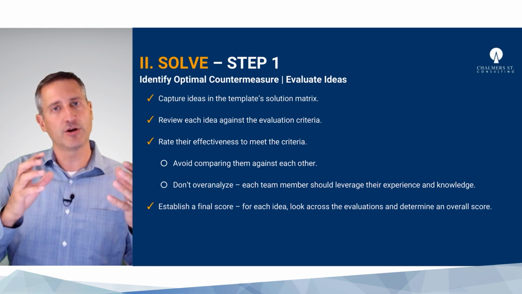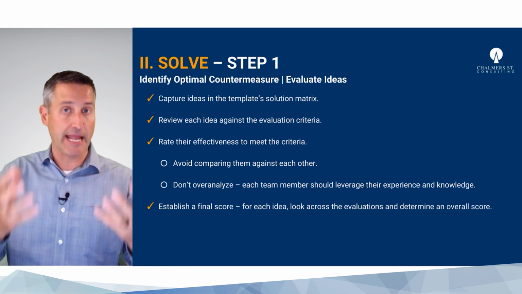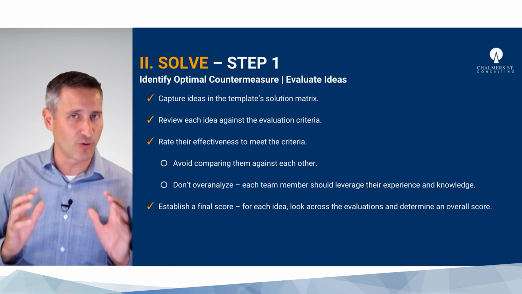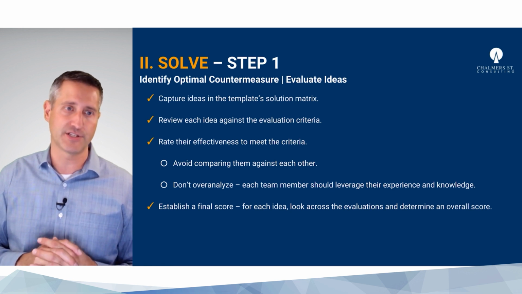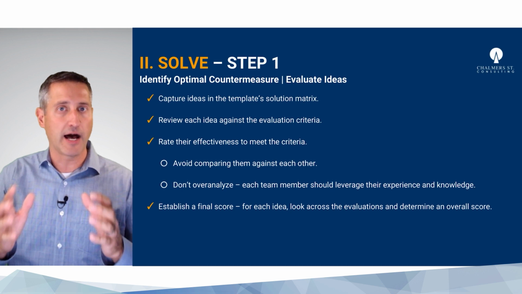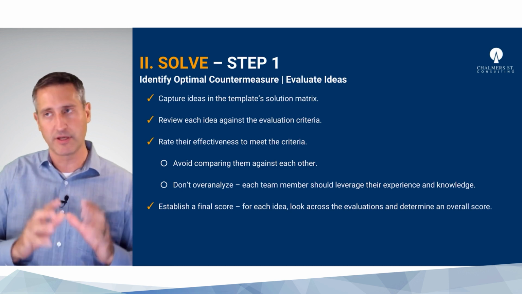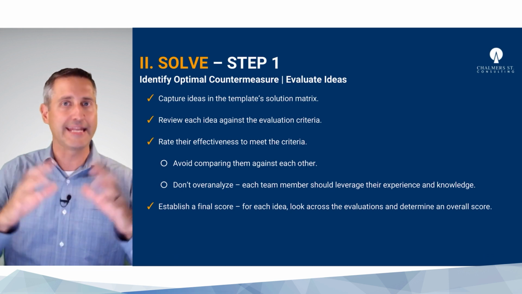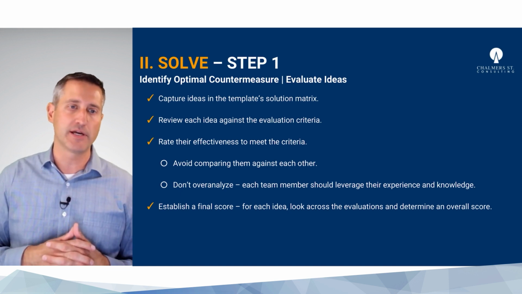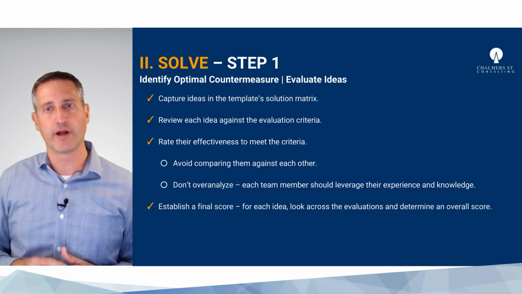In a good white belt project and an A3 report, these should be things that we do in 30 or 60 days and don't require quite that amount of analysis. So we don't want to overanalyze. We just want to use our knowledge as a team, which is probably 80 to 90% of what we need to establish what optimal is, and then create a final score and make a selection.